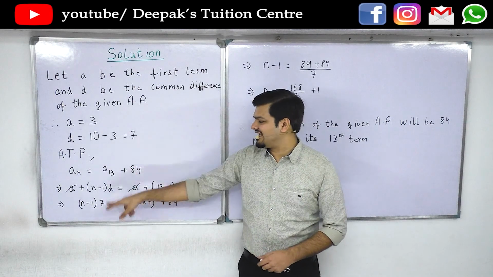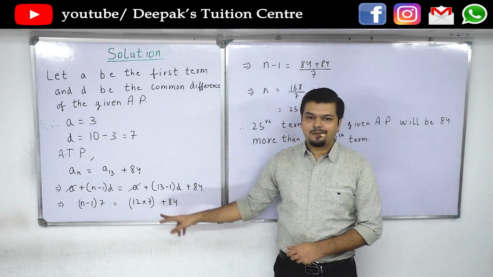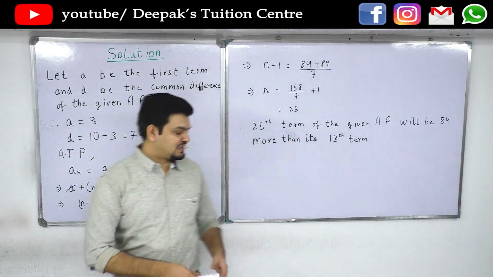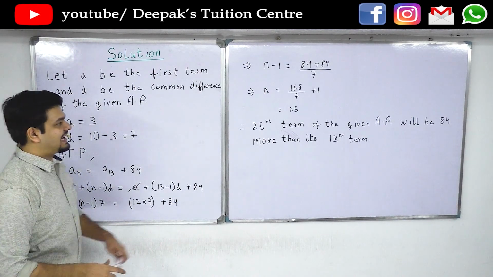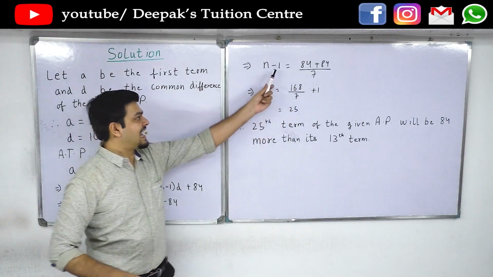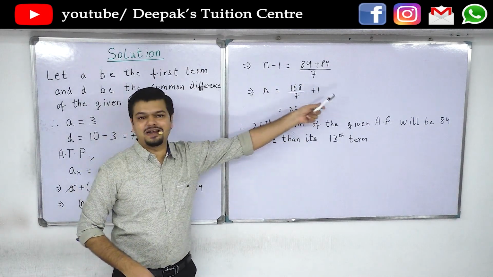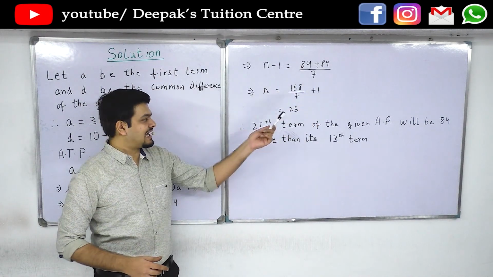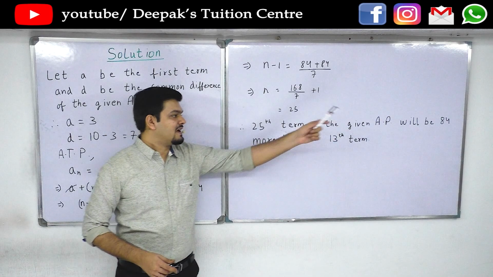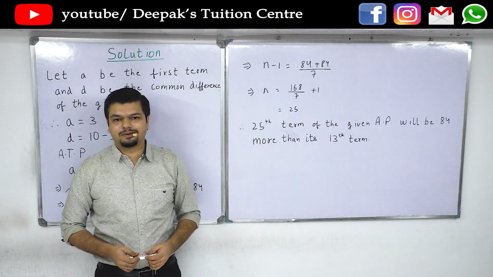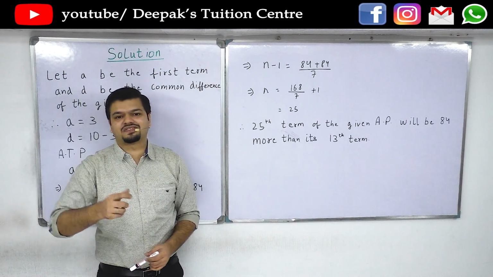n minus 1, the value of d is 7. We substitute the value of d in the equation. 13 minus 1, 12. 12 into 7 plus 84. 12 sevens are 84. So 84 plus 84, that is 168. We transpose this 7 to the other side. So we get 168 by 7. And then we transpose minus 1 to the other side, and we get 168 by 7 plus 1. That is 24 plus 1. That is 25. So I can say that the 25th term of the given AP will be 84 more than its 13th term. You do not have to calculate the 25th term. You just have to tell which term, the position of the term.